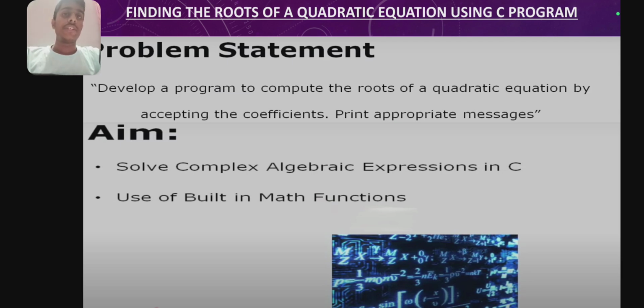What is the problem statement? That is to develop a program to compute the roots of a quadratic equation by accepting the coefficients and printing appropriate messages. The aim of the problem statement is to solve the algebraic expression in C and to use the built-in math functions, like math.h.